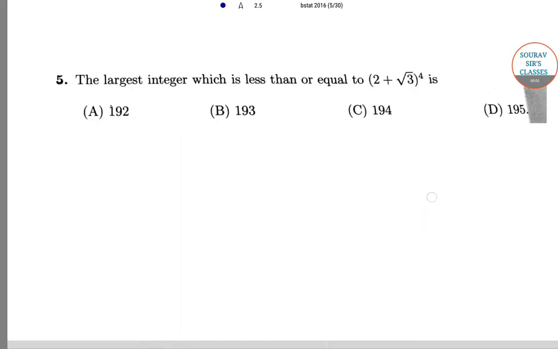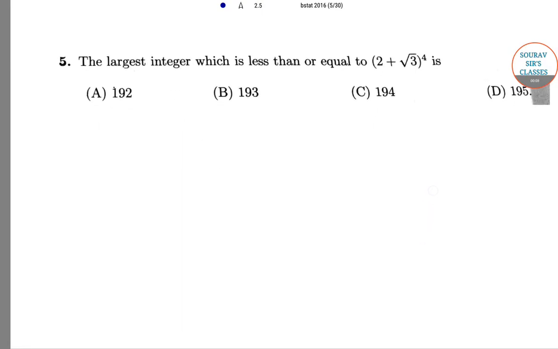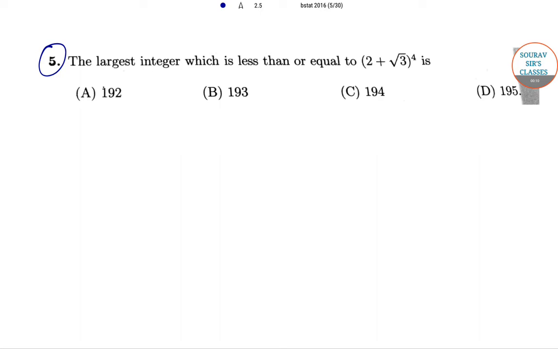Today we will be solving the ISI B-State question paper of year 2016. Let us start with question number 5. In question number 5, it has been asked to find out the largest integer which is less than or equal to (2 plus root 3) whole to the power 4. The options are 192, 193, 194 and 195.